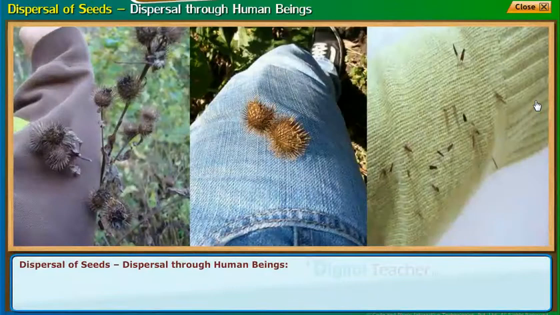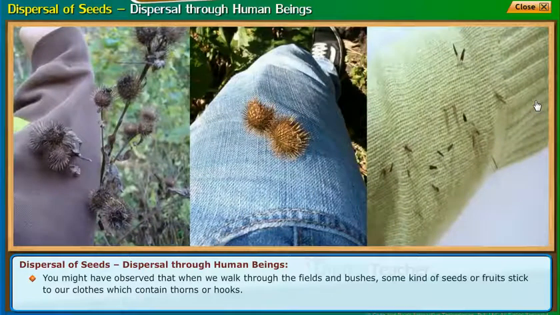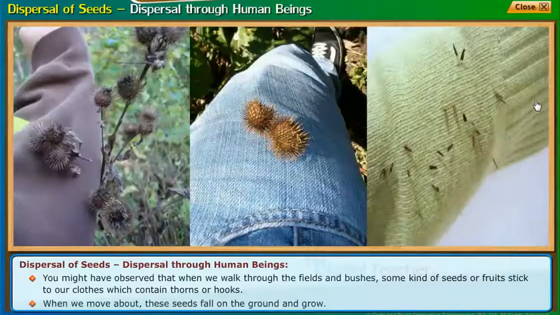Dispersal through human beings. You might have observed that when we walk through the fields and bushes, some kind of seeds or fruits which contain thorns or hooks stick to our clothes. When we move about, these seeds fall on the ground and grow.